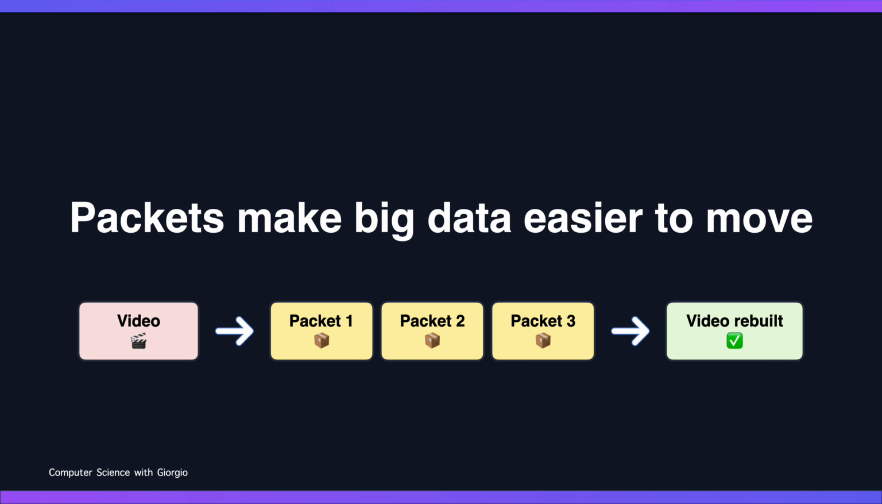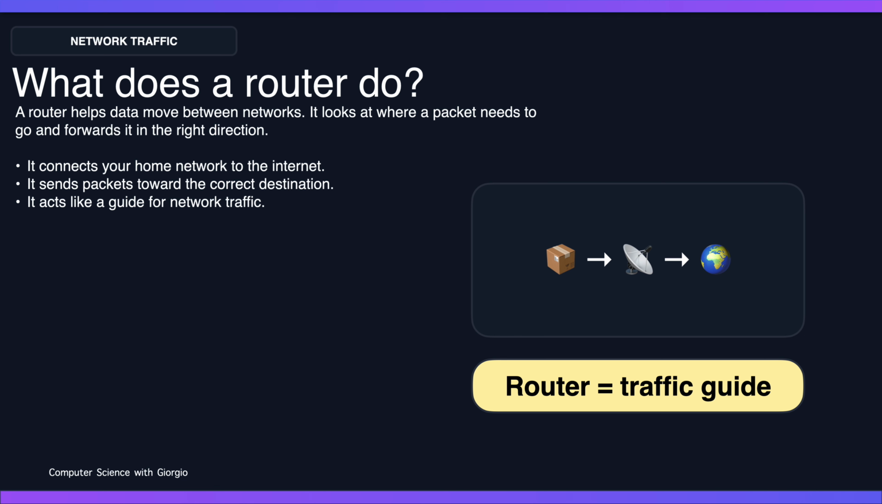So when you watch YouTube, you are receiving many small pieces. Your device puts them together, and then you see one smooth video. Pretty cool, right? Now, what does a router do?